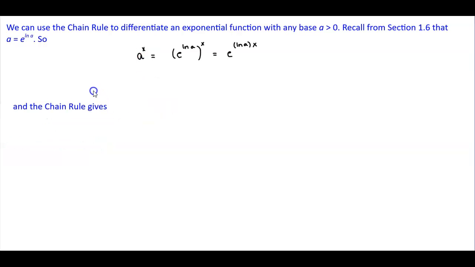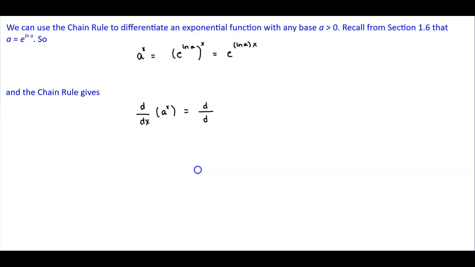Now if we use the chain rule, it gives us the following. If we want to find the derivative with respect to x of a to the x, that's going to equal the derivative with respect to x of e to the natural log of a times x. By the chain rule, we have e to the natural log of a times x, and we multiply that by the derivative with respect to x of the exponent, which is the natural log of a times x.